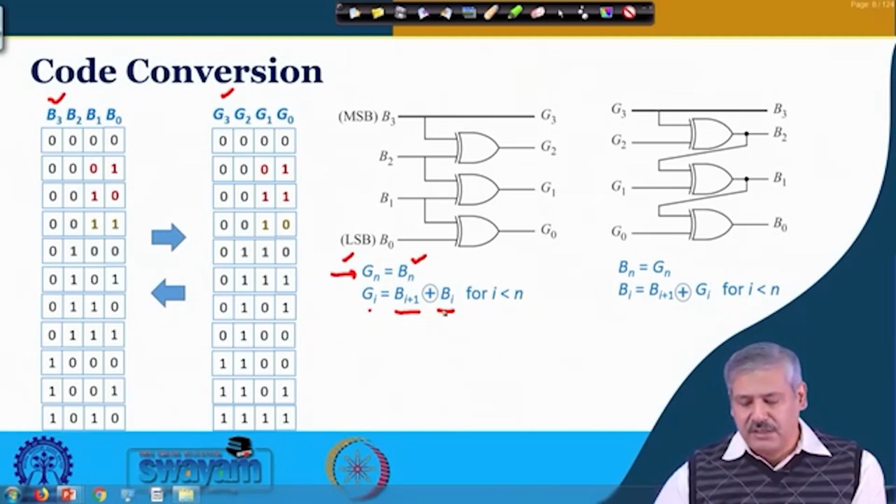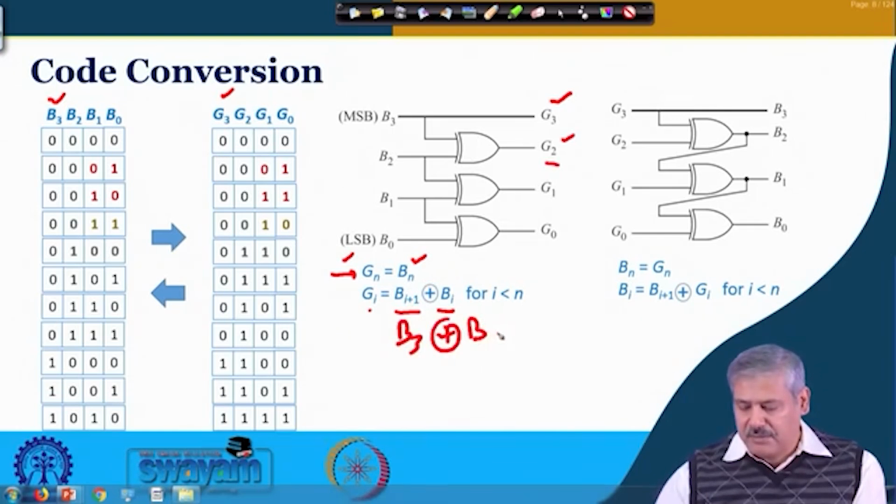So, what does it mean? B3 goes straight away as G3. Then G2, the next Gray code, is Bi plus 1, this is 2, so B3 XORed with B2. Then B2 XORed with B1 gives G1, and G0 will get B1 XORed with B0. So, if we put it in the form of a bank of XOR gates, you can get it in this manner, and we can see that this is working.